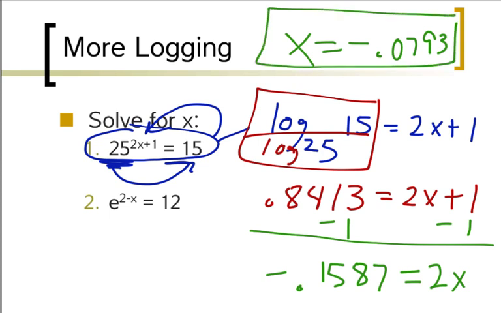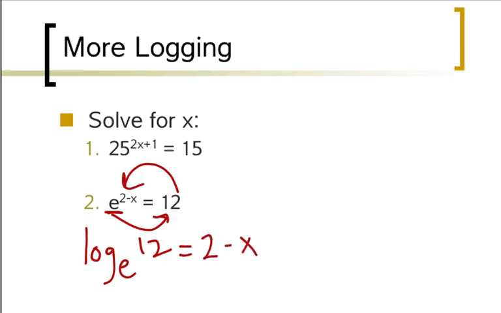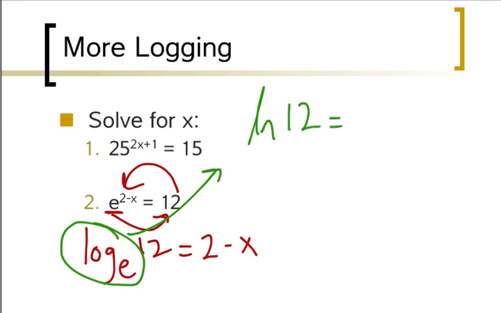So now we're going to take a look at one that has an e, so it's just a little bit different. And so I write log base e of 12 equals 2 minus x. Now at this point we're supposed to recall that log base e is actually ln. So I can actually rewrite this whole thing to be ln of 12 equals 2 minus x. So now I don't have to do any weird thing of changing base on my calculator.